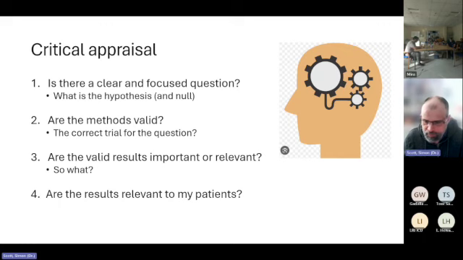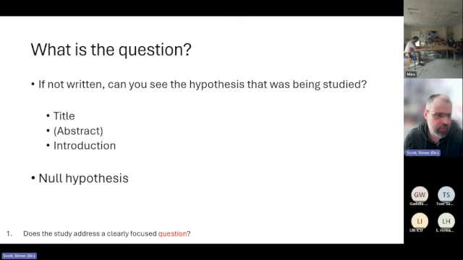So I'm just going to go through these in a bit more detail. So what is the question? If you read a paper, try and find the hypothesis. It should be in the title. It's not always, but it should at least be in the introduction. It is useful to change that in your mind to a null hypothesis. I wish authors would actually just say what their null hypothesis is. I also wish when they're doing statistics, they'd start with a line saying, this is the null hypothesis and this is how we tested it, rather than making you do it. It is important and useful, but people may avoid doing it because it makes their study look better. Anyway, does the study address a clearly focused question?